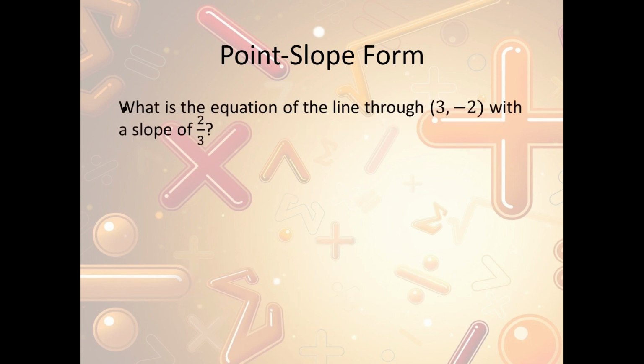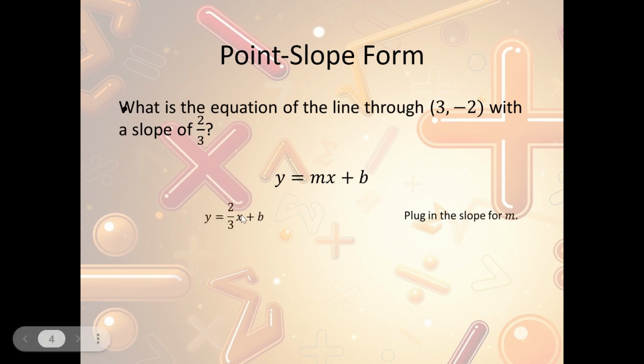So let's take a look at an example of this. So it says, what is the equation of the line through (3, -2) with a slope of 2/3? So first thing is we take our y equals mx plus b, and we're going to plug in what we know. We'll plug in the slope first. So the slope is 2/3. That goes in for m. So now this says y equals 2/3 x plus b.